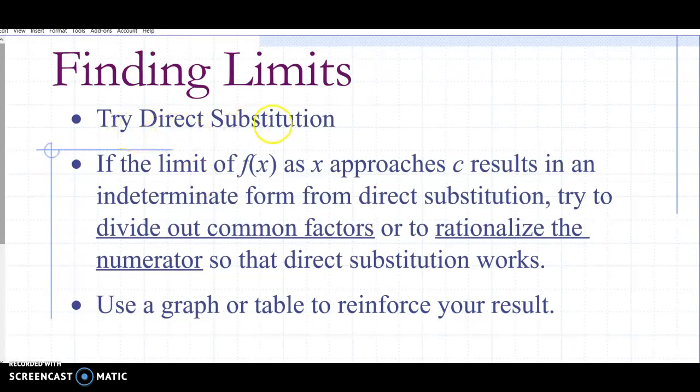So, try direct substitution first. Always look. Okay? If the limit of f of x as x approaches c results in indeterminate form from direct substitution, then we have to try to divide out common factors or rationalize the numerator, so that way we can use direct substitution. And you can always use a graph or table to reinforce the results.